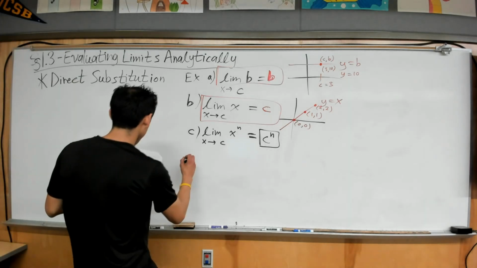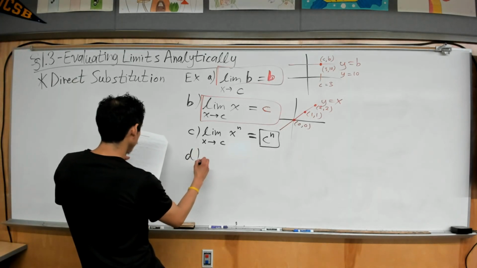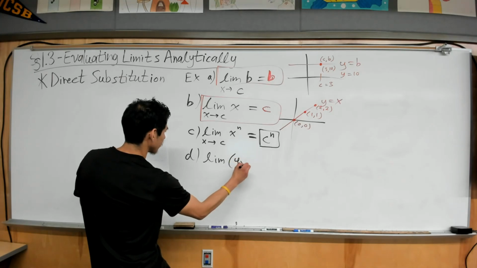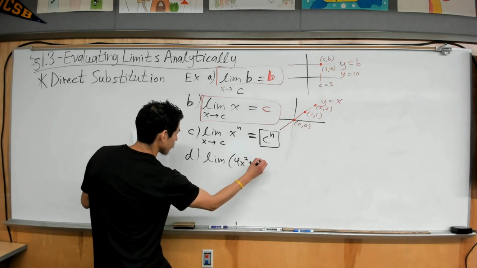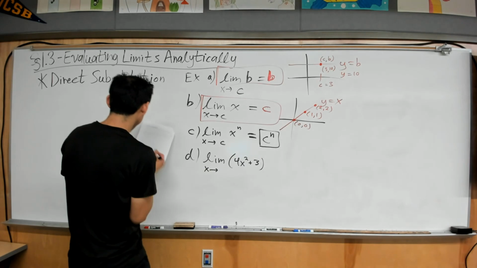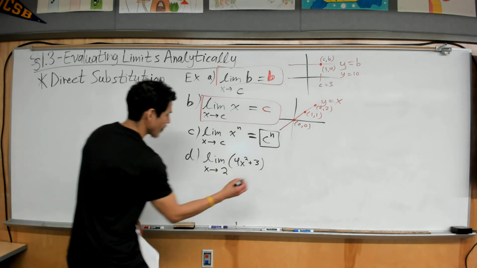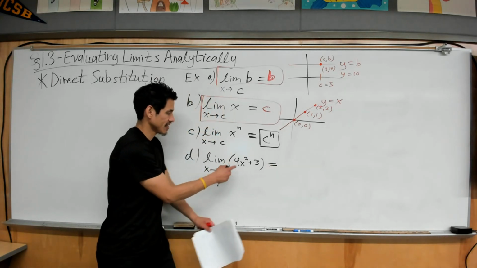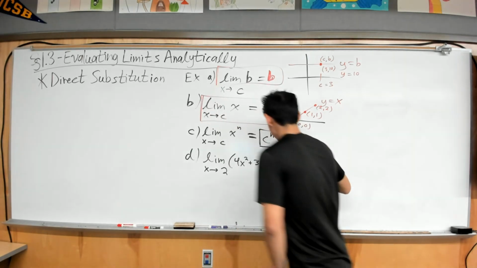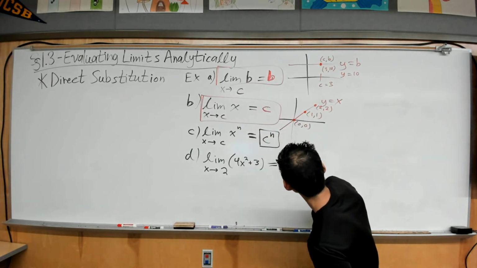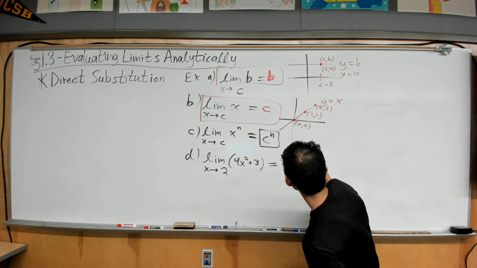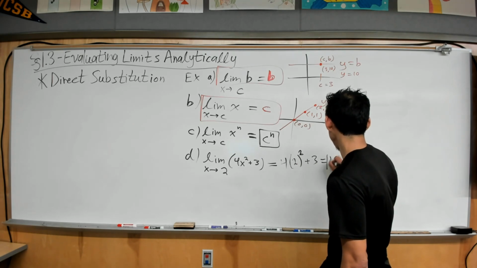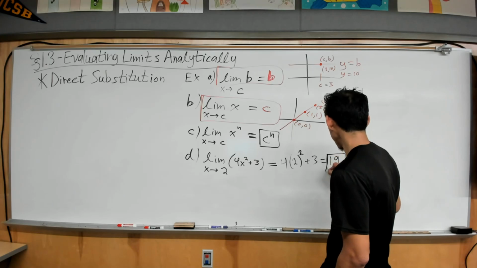D, we have the limit of 4x squared plus 3 as x approaches 2. So remember, it's called direct substitution because you directly substitute 2 into x. So 4 times 2 squared, plus 3. 4 times 4 is 16 plus 3, 19. Yay! Got it.